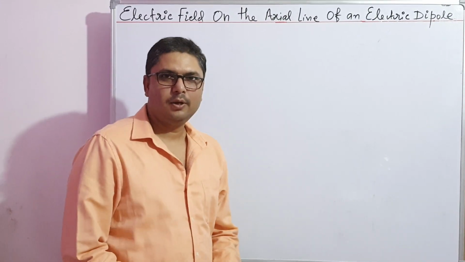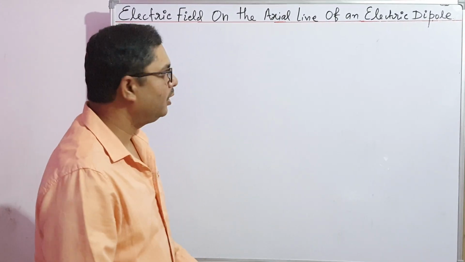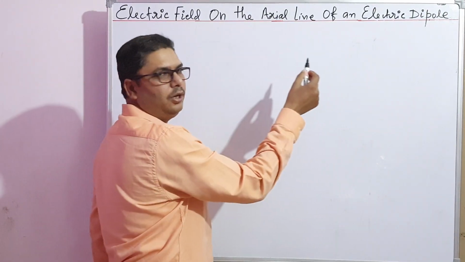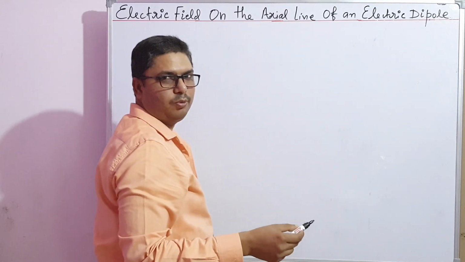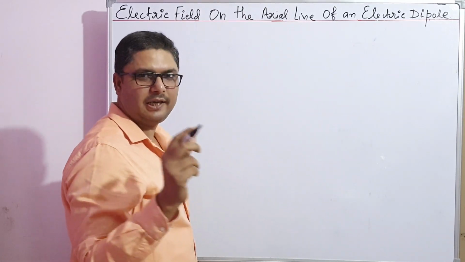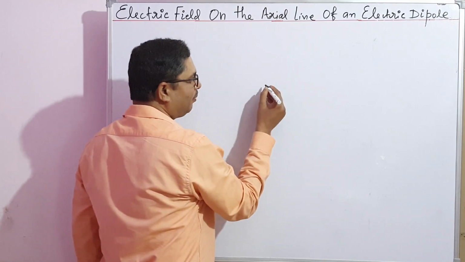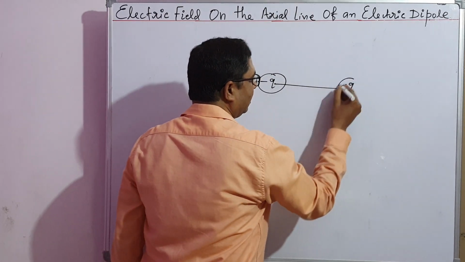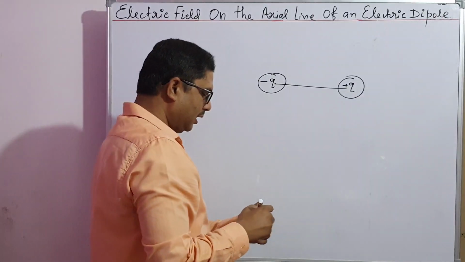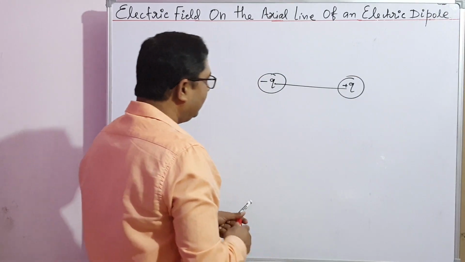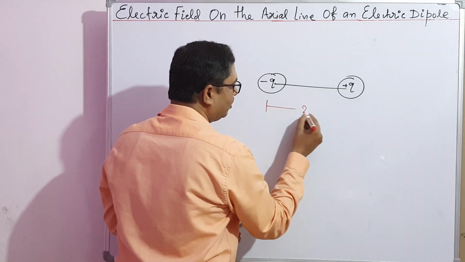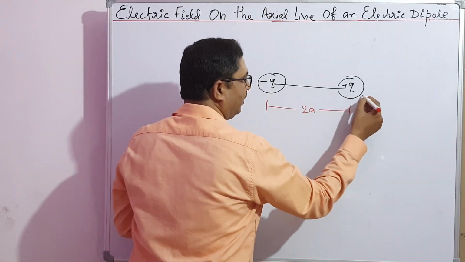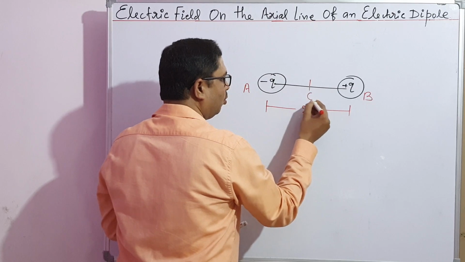Hello students, now I am going to deal with a topic known as electric field on the axial line of an electric dipole. So here you have to first take an electric dipole. An electric dipole has a minus q charge and a plus q charge separated by a distance 2a. Let this be point A, this be point B, and the center is O.